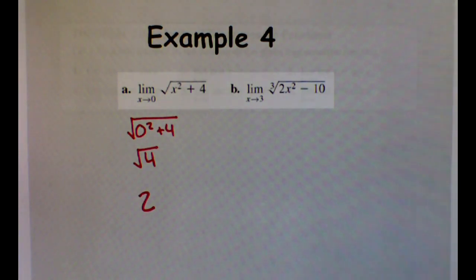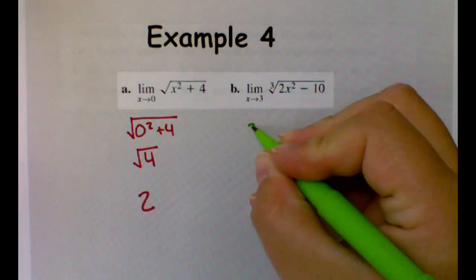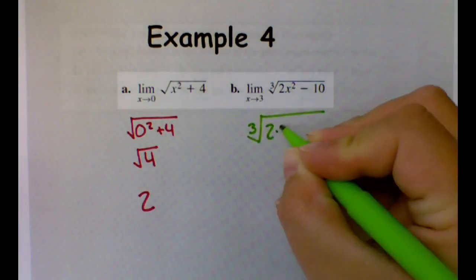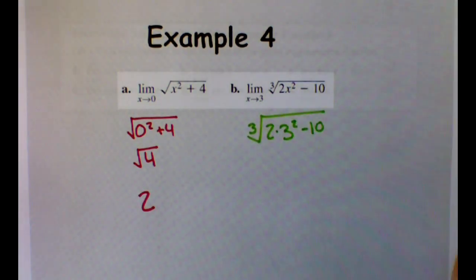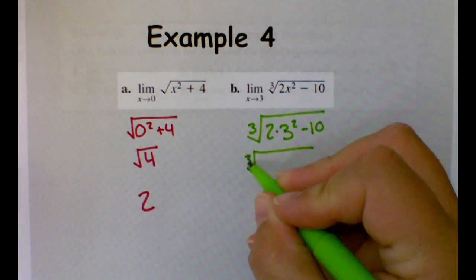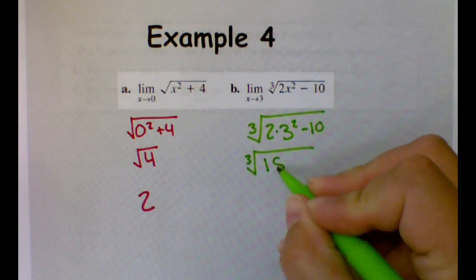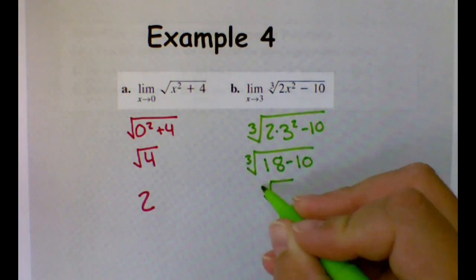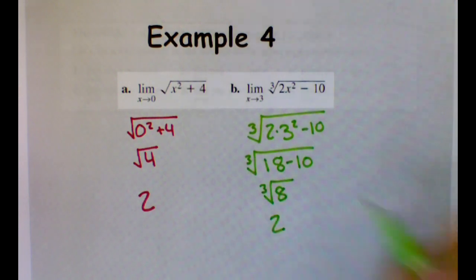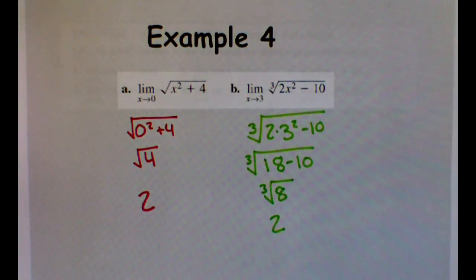For the second one here, let's try direct substitution. The cube root of 2 times 3 squared minus 10. Well, 2 times 3 squared, that's 2 times 9, that's 18, minus 10. I get the cube root of 8, which is also 2. Both of those limits equal 2.